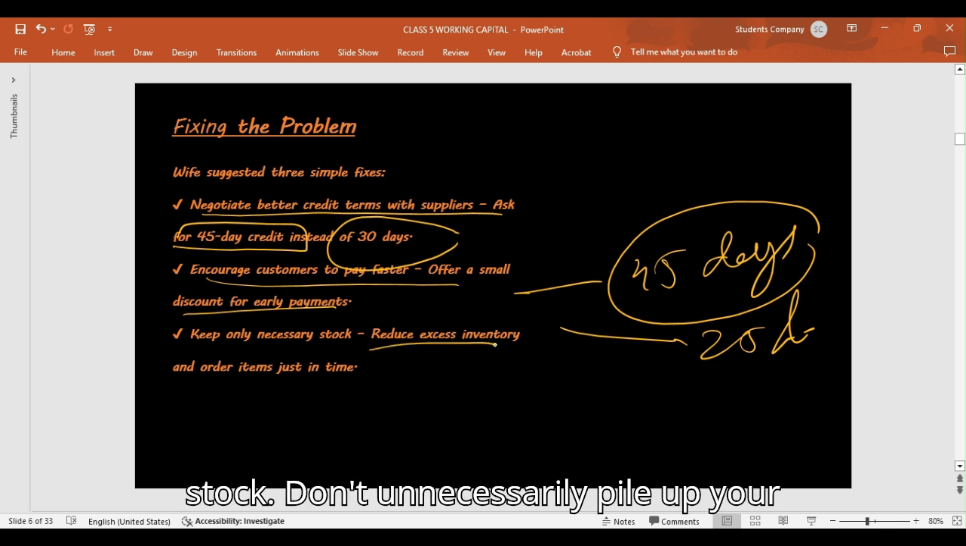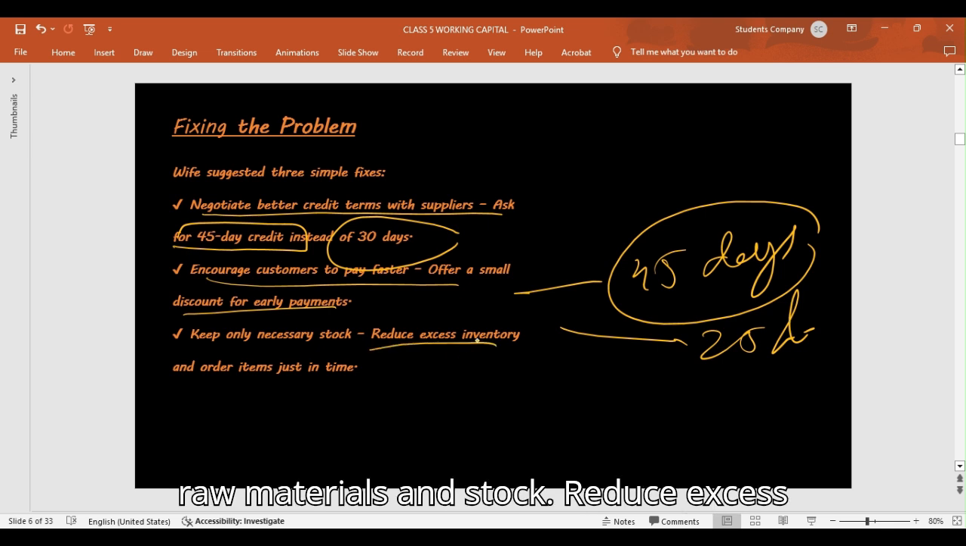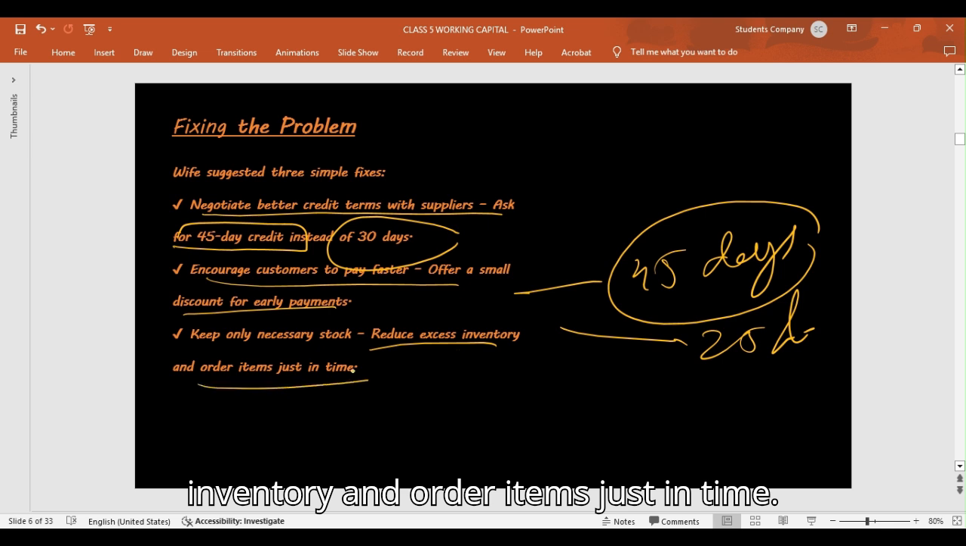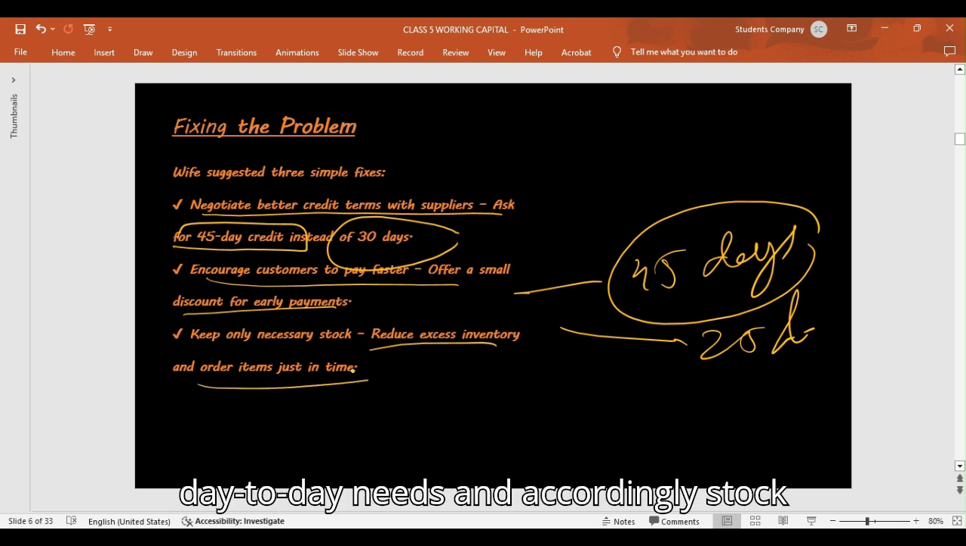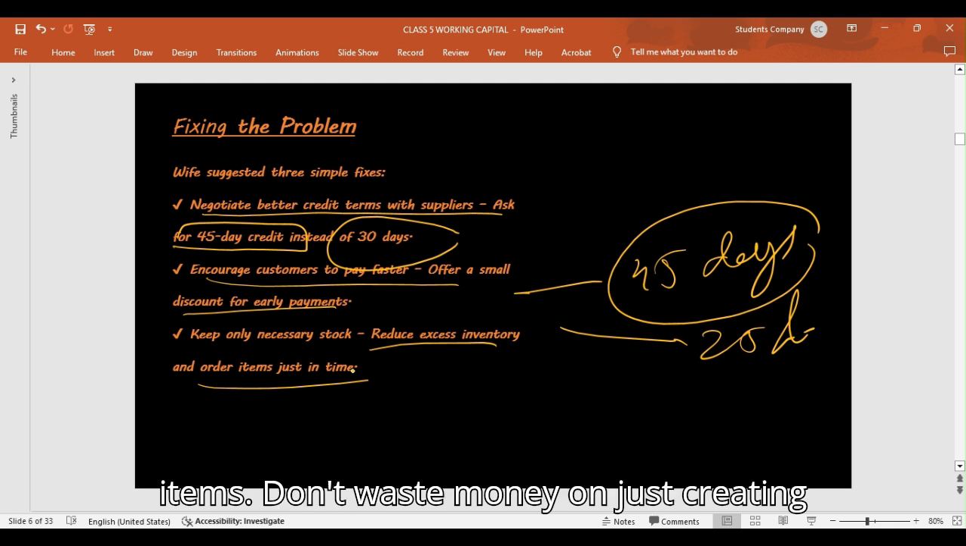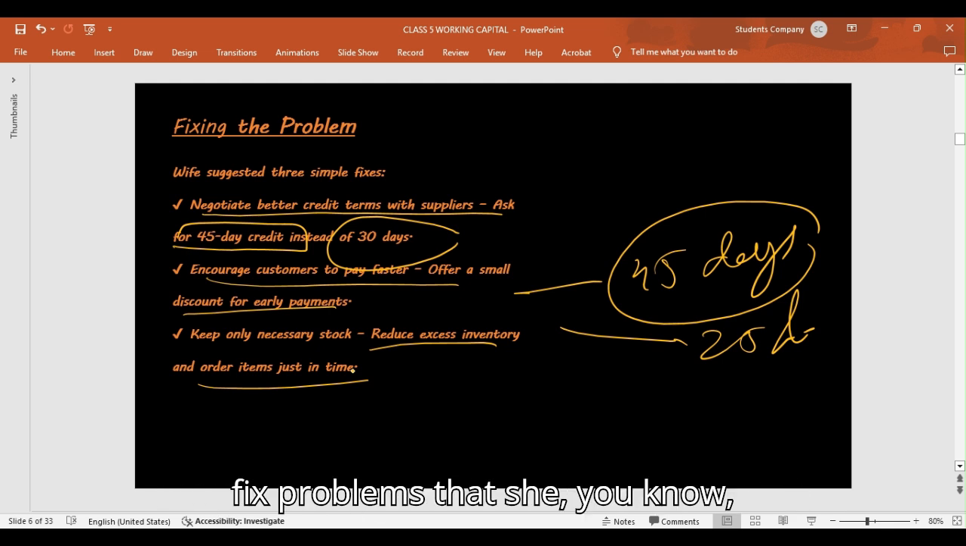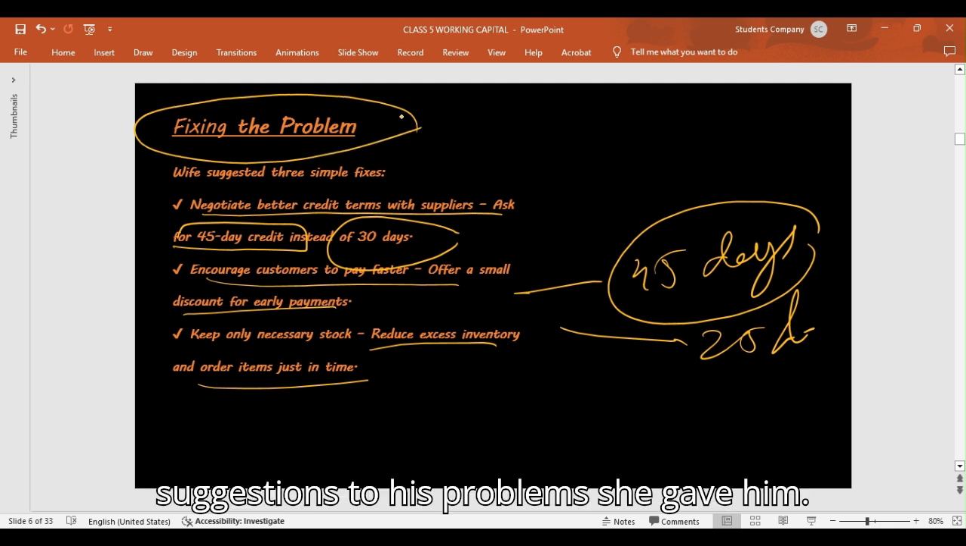Don't unnecessarily pile up your raw materials and stock. Reduce excess inventory and order items just in time. So just look at the sales and your day-to-day needs and accordingly stock items. Don't waste money on just creating large inventory. So these were some quick-fix suggestions to his problems that she gave him.